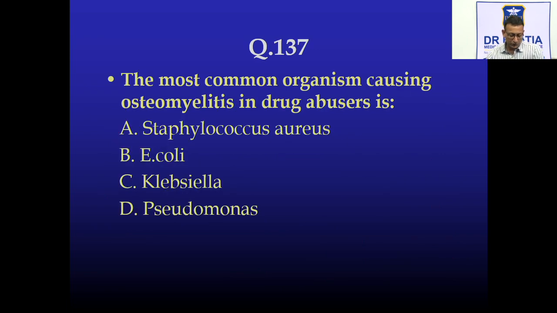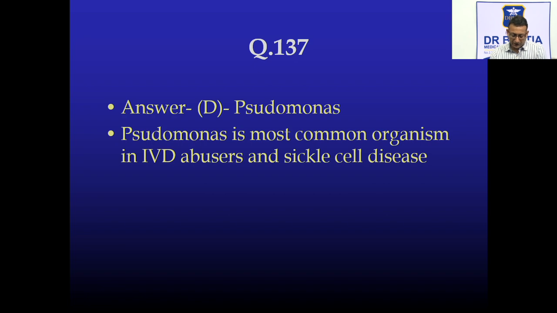Okay. So, the question number 137, the most common organism causing osteomyelitis in drug abusers is. So, we all know the most common organism which causes osteomyelitis is Staphylococcus aureus. Okay, but in this case he has specifically asked the drug abusers. Okay, so IV drug abusers who keep on taking the drugs through the IV routes, they are most commonly having osteomyelitis due to the organism called Pseudomonas. Okay, so the answer to the question number 137 is going to be Pseudomonas.